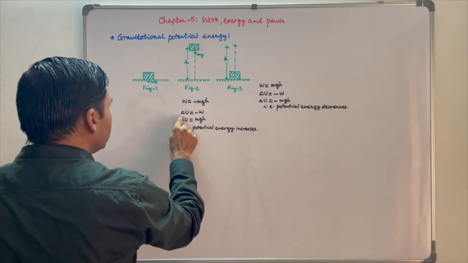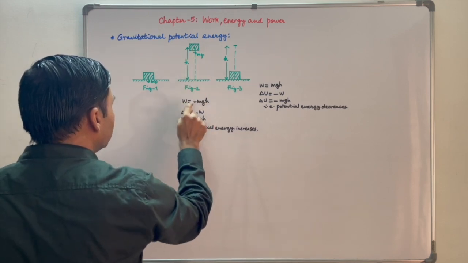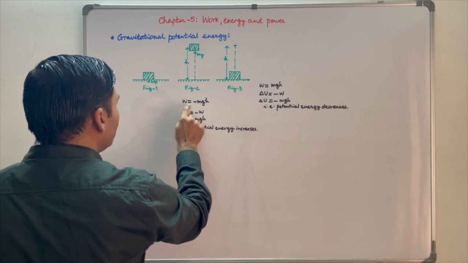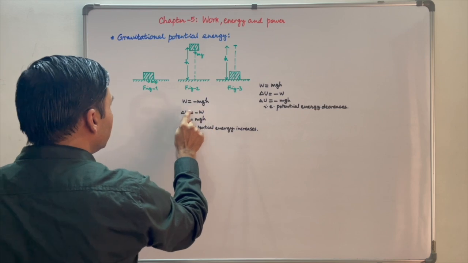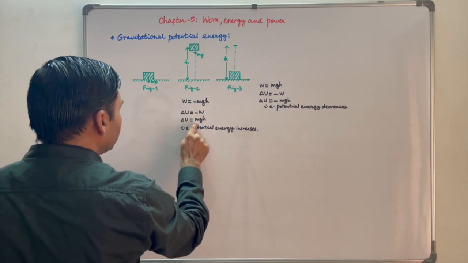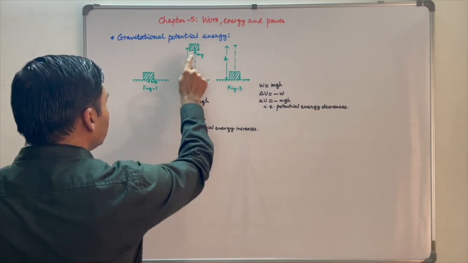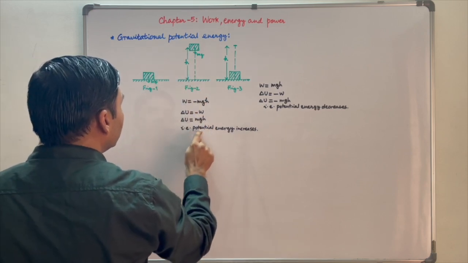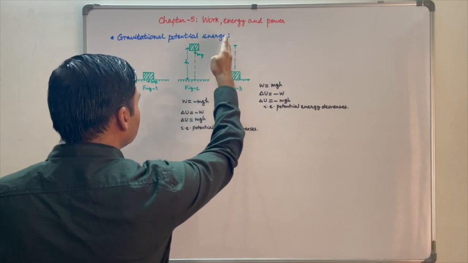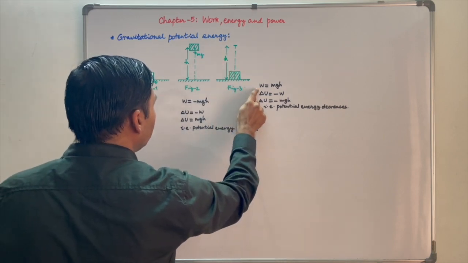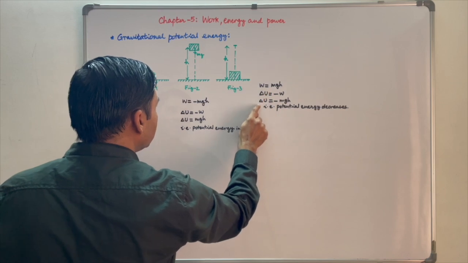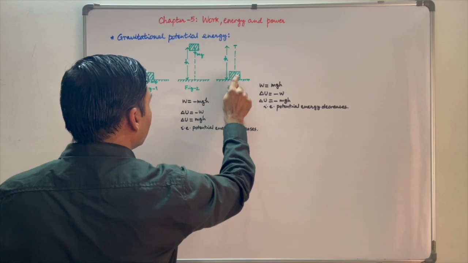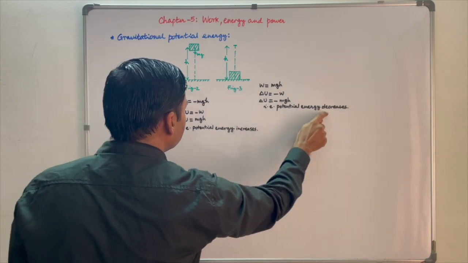Change in potential energy of the block-earth system is equal to negative of work done by the conservative force. Put W is equal to minus mgh. So delta U is equal to plus mgh. That is, potential energy of block-earth system in this case will increase. Similarly, if the block descends through a height h, work done will be positive and change in potential energy will be negative. That is, potential energy of block-earth system in this case will decrease.